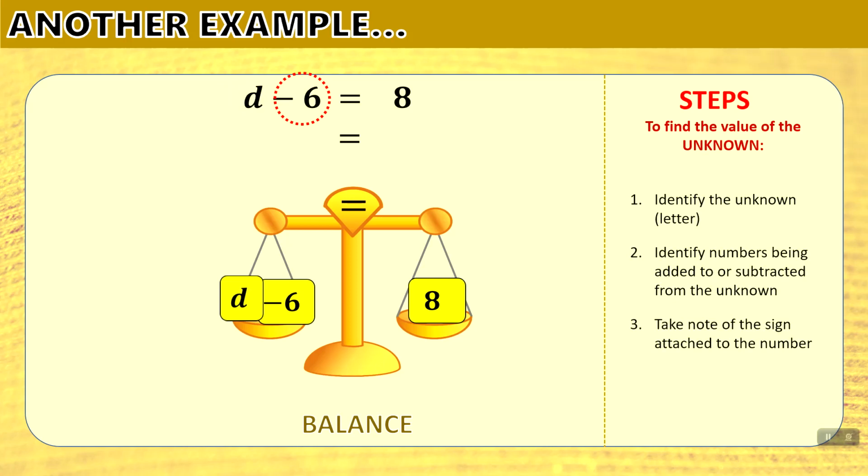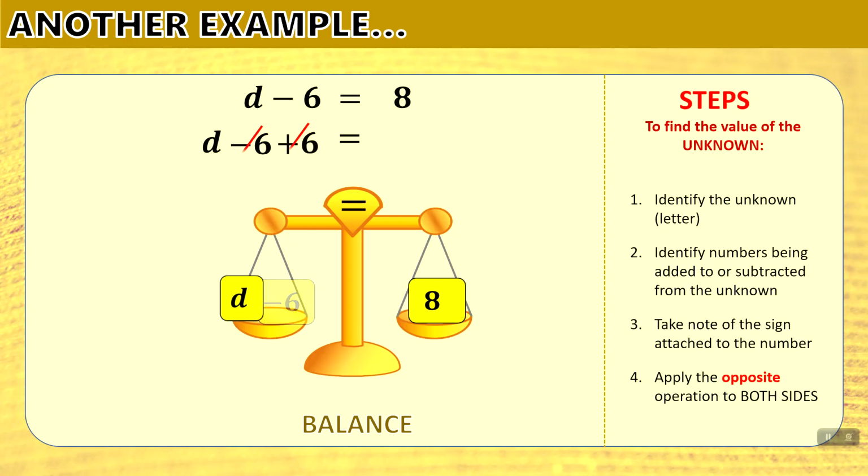Step 3 says take note of the sign. It's minus 6 in this case, and we apply the opposite operation to both sides. The opposite of plus is minus, and in this case, the opposite of minus is plus. And so we will apply plus 6 to the left-hand side, which will cancel out the 6's. And we apply plus 6 as well to the right-hand side. And we're left with d on the left is equal to 14 on the right.